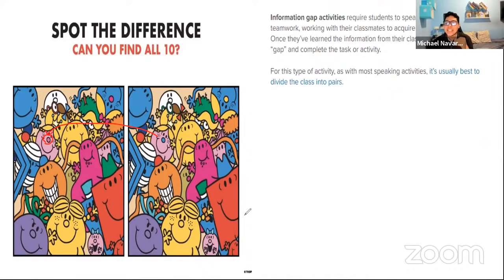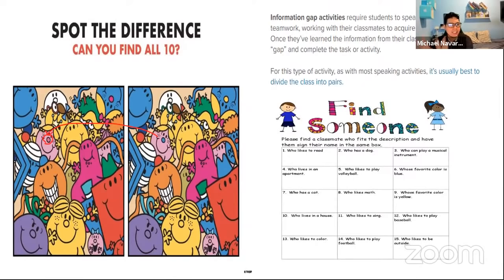Great. That is an information gap activity. Excellent. So we have find someone who, spot the difference, and there are many other activities. But the reason is that students have to work together. If you create that atmosphere, let me tell you that students will effectively work in cooperation.